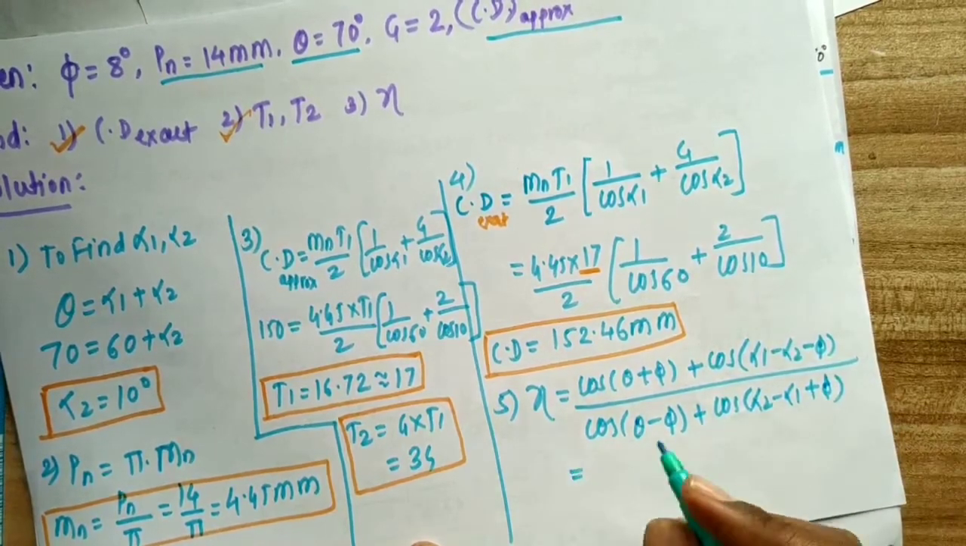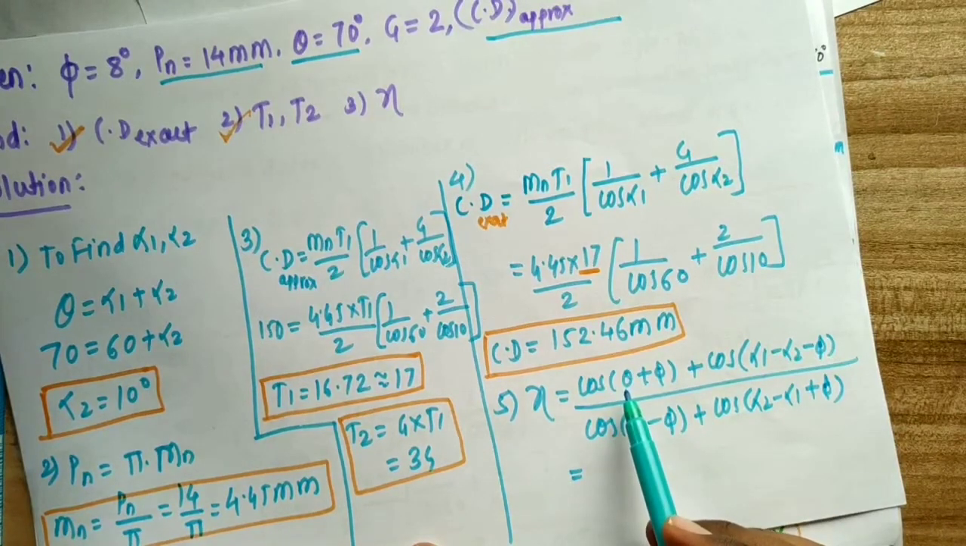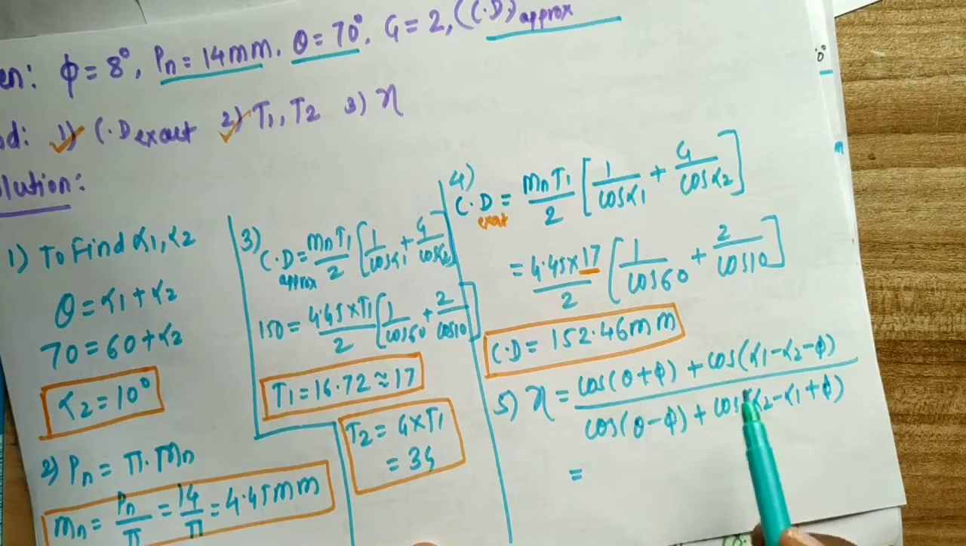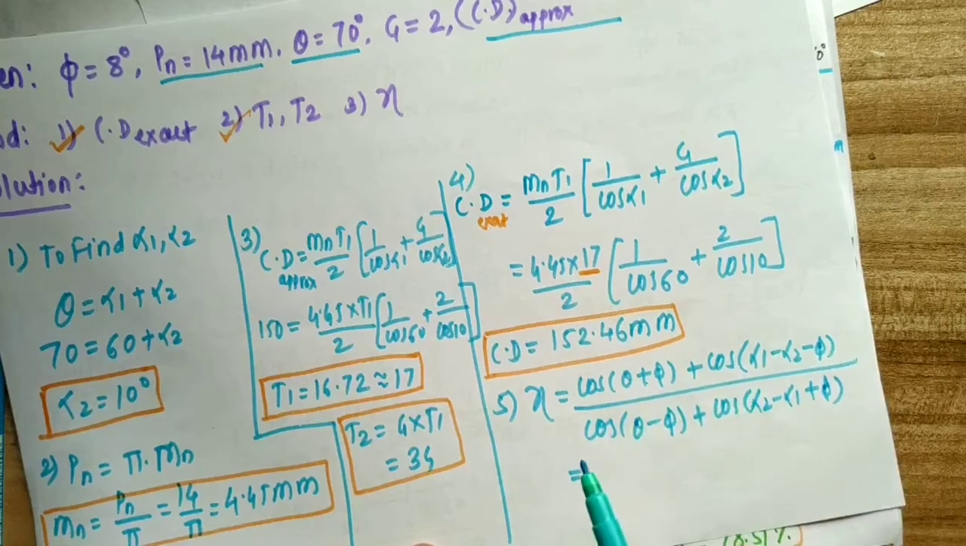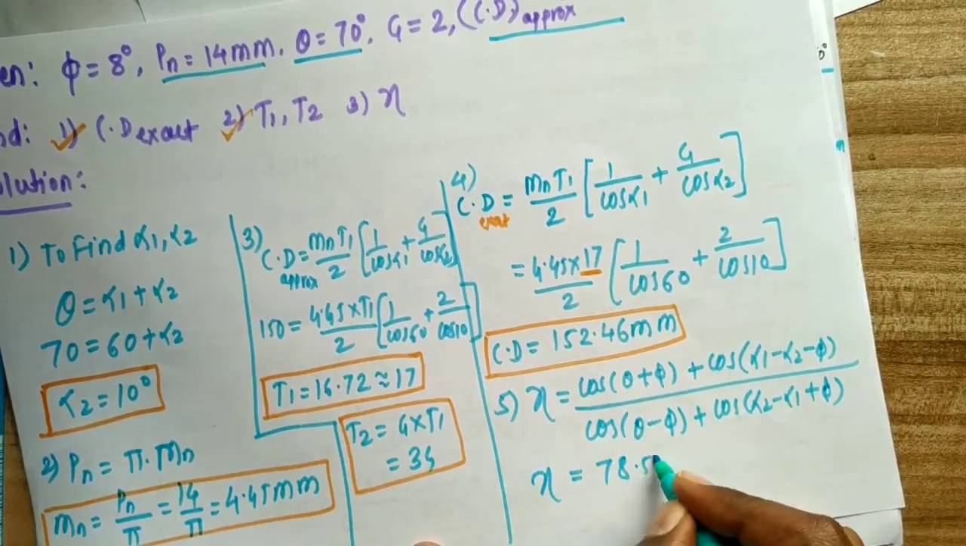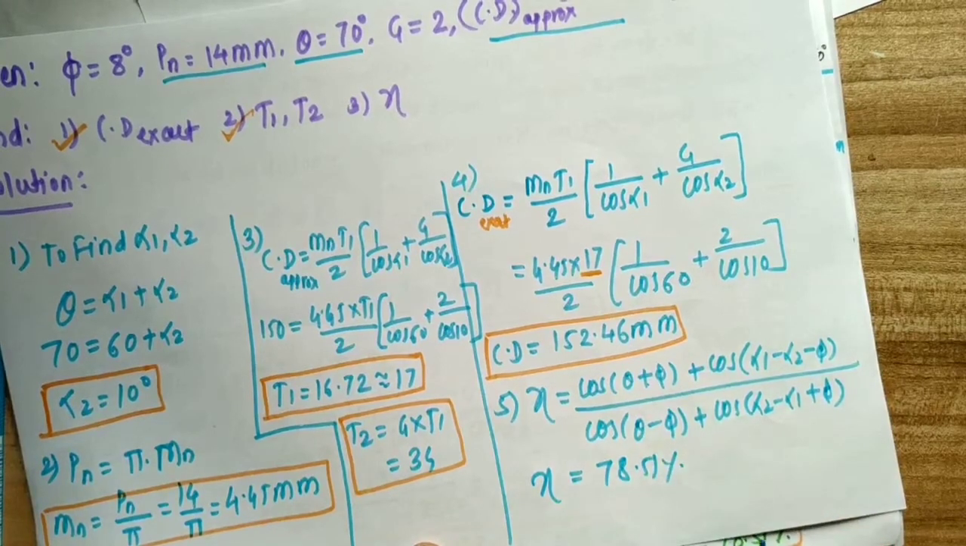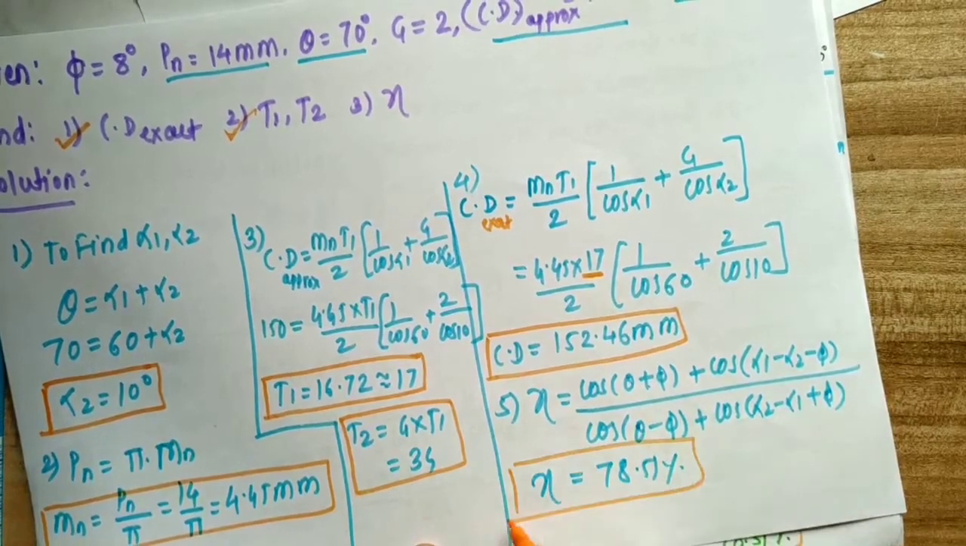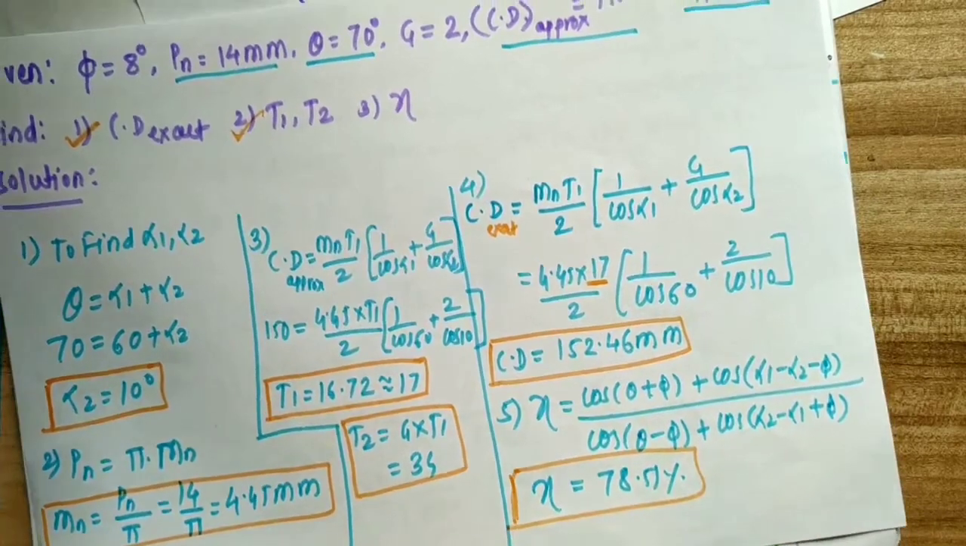Now check whether theta is known to me: yes, 70. Phi, yes. Alpha 1, alpha 2, yes, so all values are known to me. So I can get the value of efficiency as 78.51%. This is the value of efficiency, and your numerical is completed. But I will repeat what we do basically.